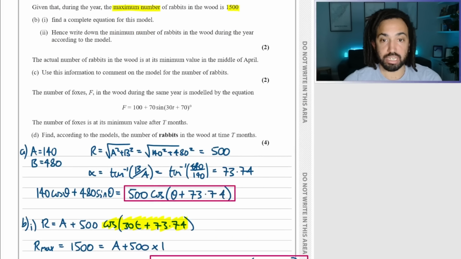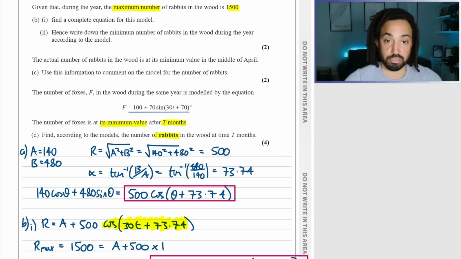Okay, we carry on. So we've now got number of foxes in the wood during the same year is modelled by this equation, which is different. The number of foxes is at its minimum value after t months. Find, according to the model, the number of rabbits in the wood at the time t months. Okay, so we need to minimize this, find the time which minimizes it, and then substitute that time back into the rabbits formula.